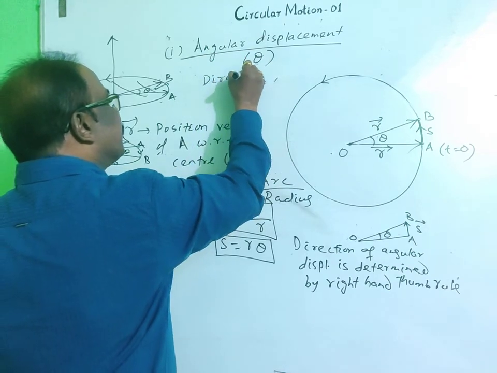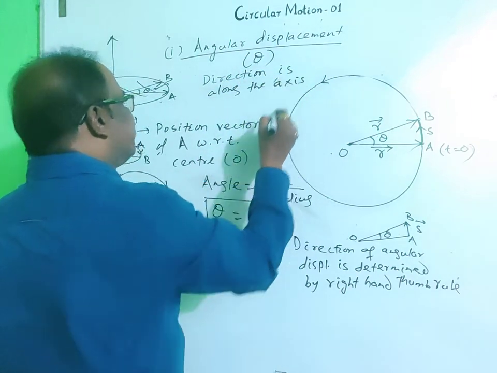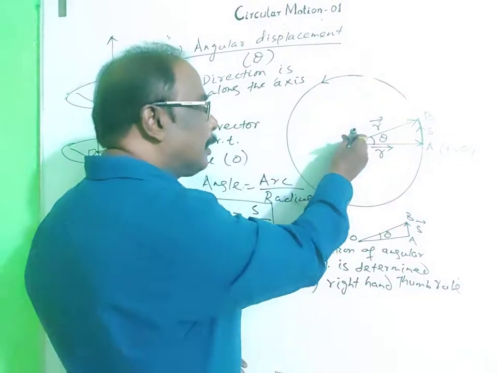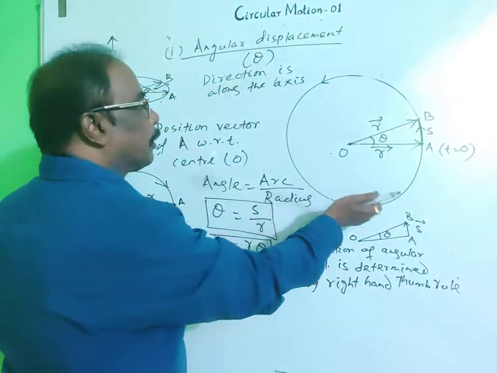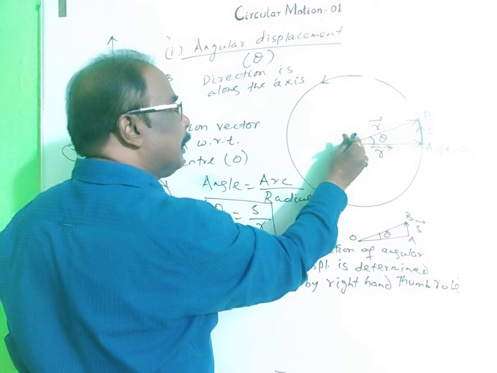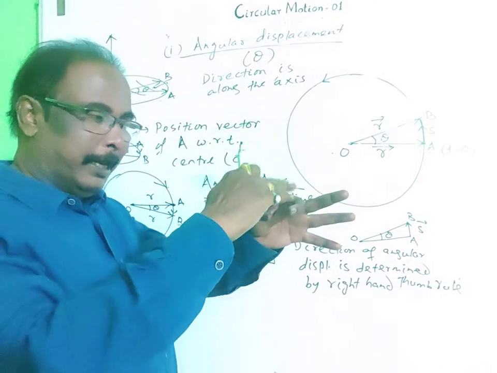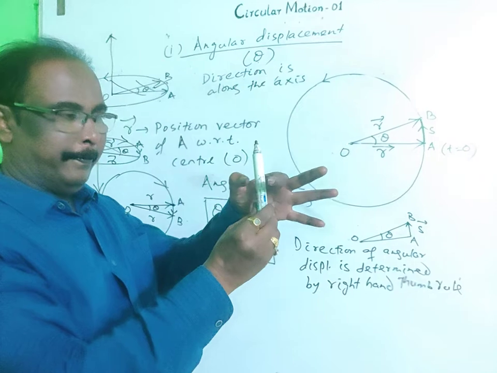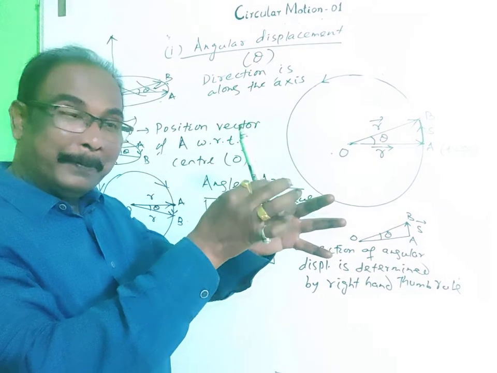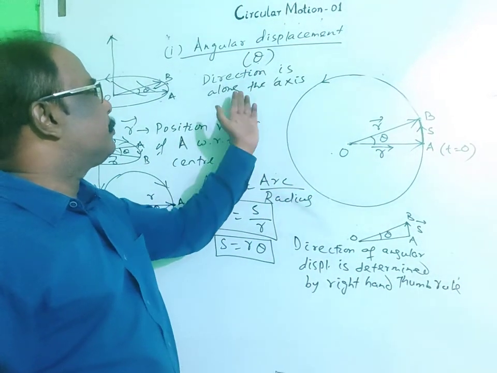So the direction of angular displacement is along the axis. This is the axis. What is the axis? The axis of a circle passes through the center of the circle and is perpendicular to the plane of the circle. For anticlockwise order, this is the axis, outward. This is a circle, this is the plane of the circle, and this is the axis of the circle. The axis is passing through the center and perpendicular to the plane of the circle. So the direction of angular displacement is along the axis.